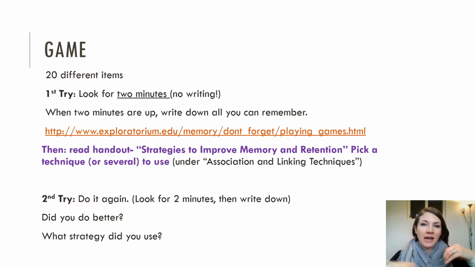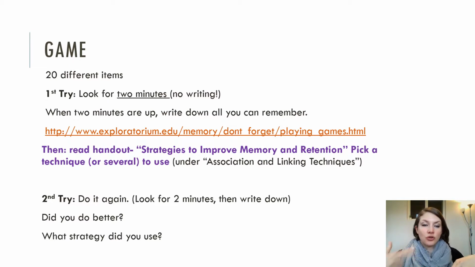You're not going to write any of these items down. You're just going to look at them and try and memorize them. Then when the 2 minutes are up, you can go ahead and jot down as many items as you can remember. And then go ahead and count them and just see what your total is. Then you're going to take out the handout and read it. So the strategies to improve memory and retention, you'll pick a technique that you think will work for you, and you're going to use it for your second round.